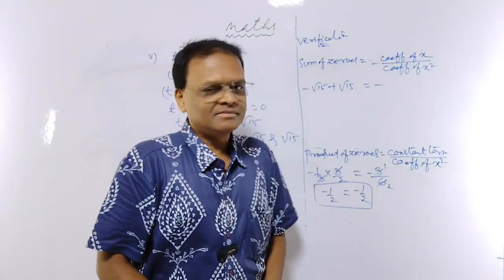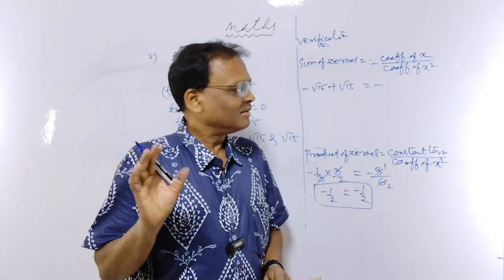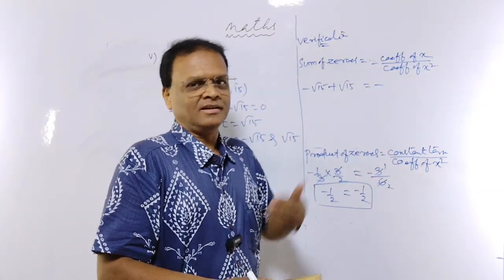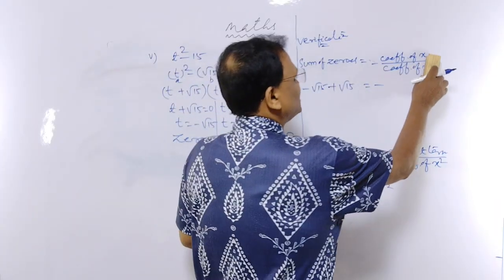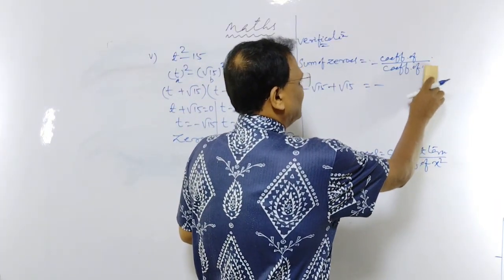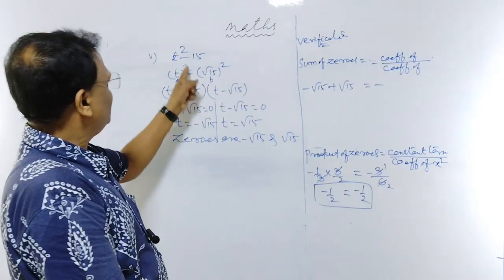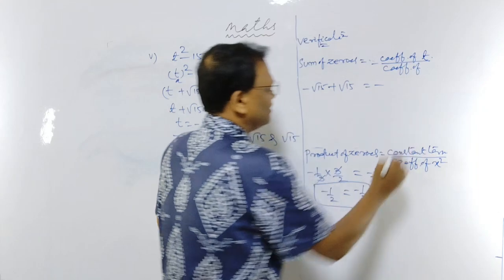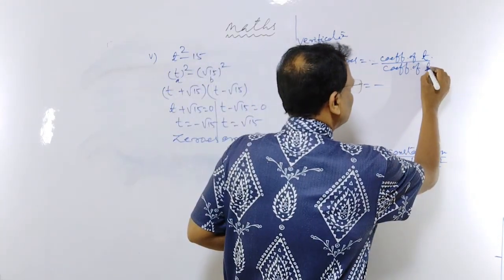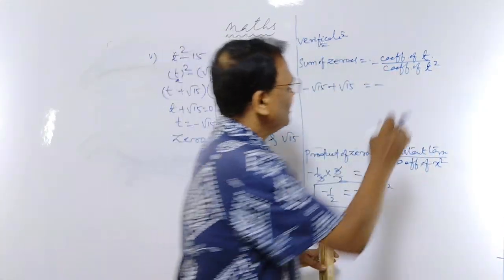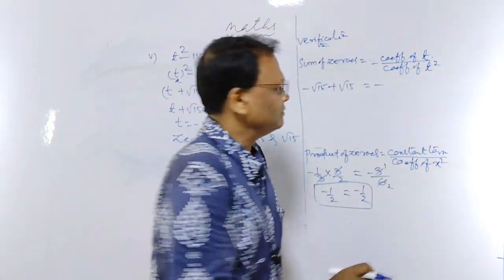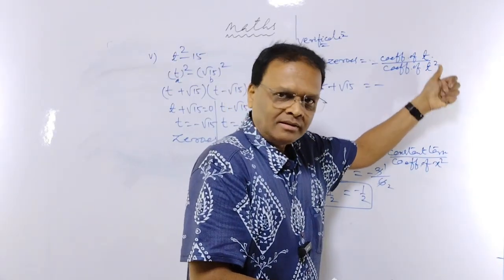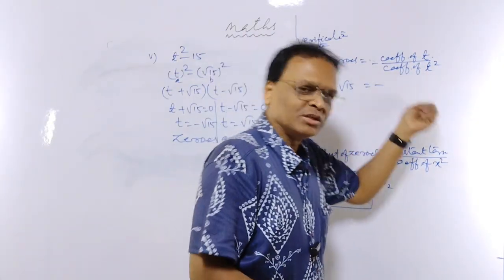If the question is given in the form of t, then in the formula also you have to write in the t format. Understood? Okay. So now let me change this one, because I have written in terms of x, but it is given in terms of t. So coefficient of t by coefficient of t square. What I did? Nothing. Here I have written coefficient of x, and here coefficient of x square. So x will be replaced by t, x square will be replaced by t square.